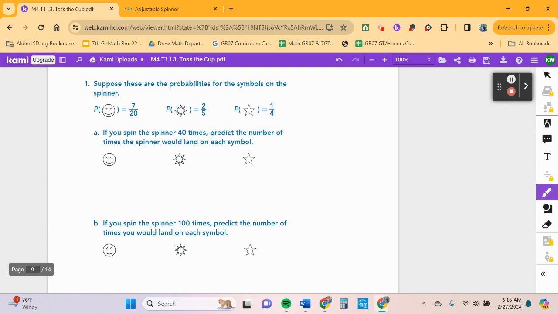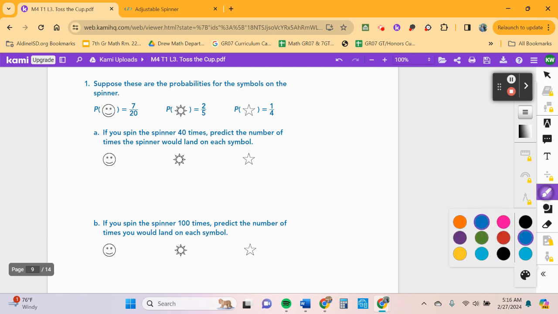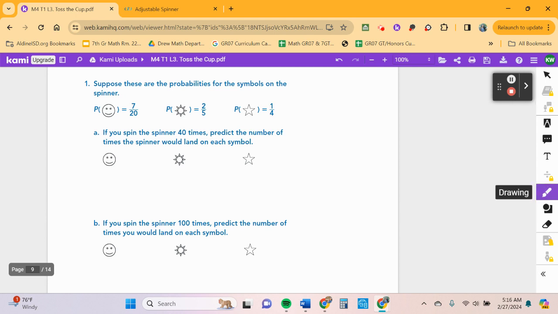So what I'm going to do is walk through an example of how you would solve this using the smiley as an example. And then I'm going to give you some time, using those examples, to solve for the sun and the star. All right, let's get started. So looking at the smiley, I'm going to solve part A first. I want to predict what it would be if we spun it 40 times.